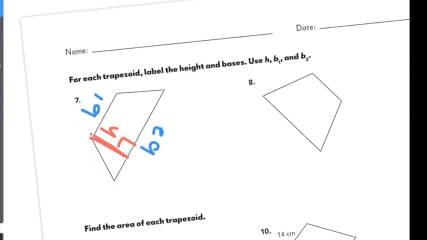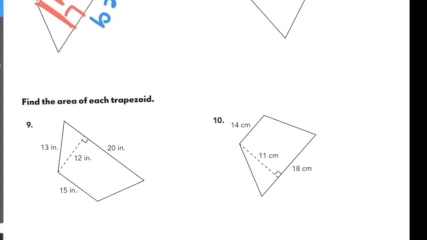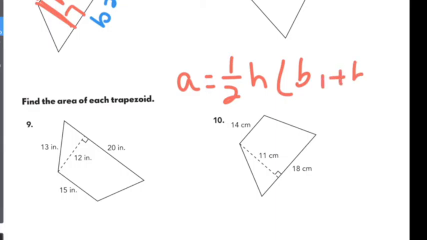Okay? Alright, so for 9 and 10 here, you have to have the formula. The formula for a trapezoid is: the area equals 1/2 the height times base 1 plus base 2. So I'm going to go over 10. Now be careful with 9 because they're trying to trick you on number 9.